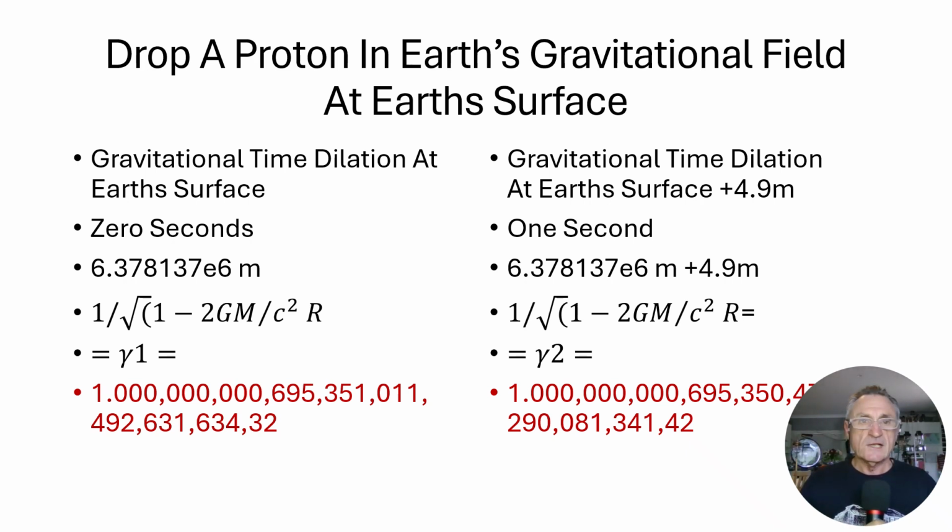Here we have already calculated high-resolution gamma factors at Earth's surface and Earth's surface plus 4.8 meters, which is the distance a proton would fall if dropped in Earth's gravitational field at Earth's surface. Acceleration due to gravity is accepted as 9.8 meters per second squared for the purpose of this derivation.